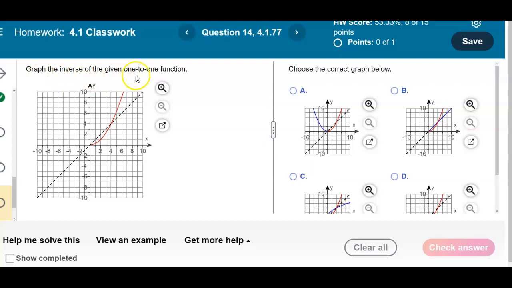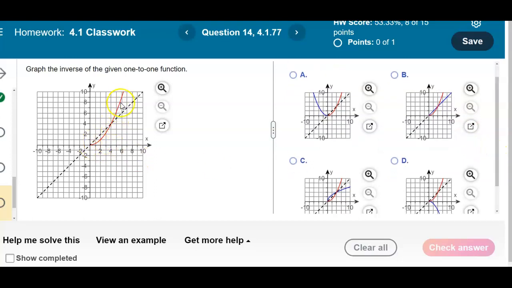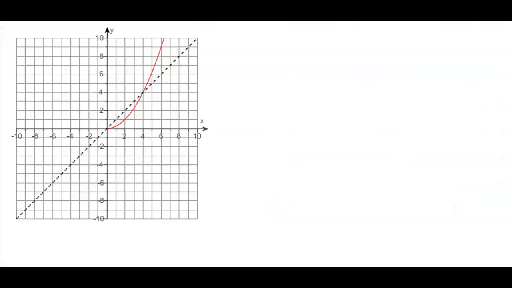Graph the inverse of the given one-to-one function. So here's our graph, and then here are our options. The best thing to do is to locate points on this graph and then determine what would be the inverse of those ordered pairs. We know that this graph represents f of x. So let's pinpoint points that are on this graph.